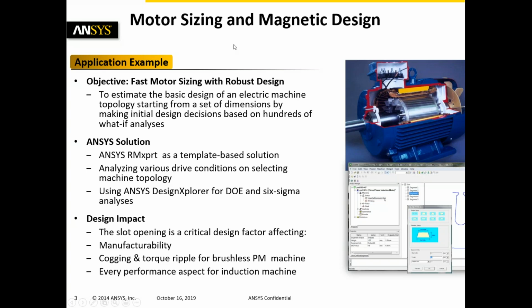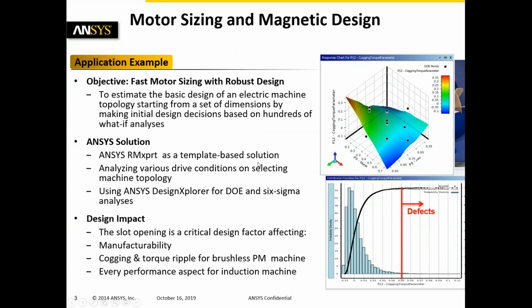Then there are other application examples. So this is a Six Sigma analysis. The bottom image is probability density versus cogging torque parameter. So as the plot goes further towards the right, it starts to defect.